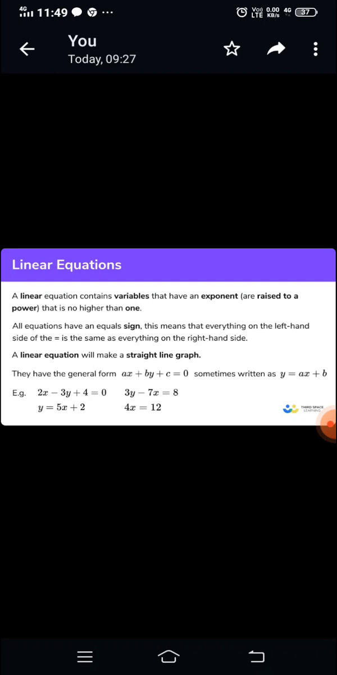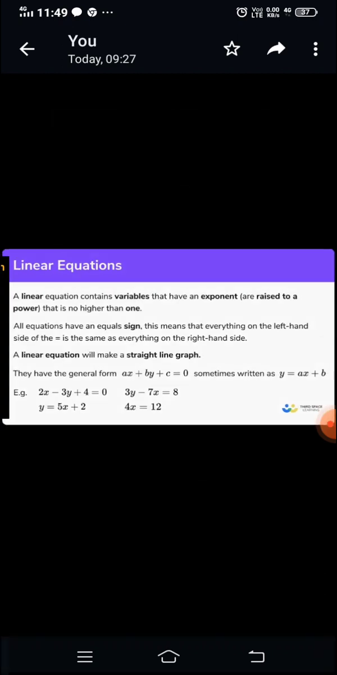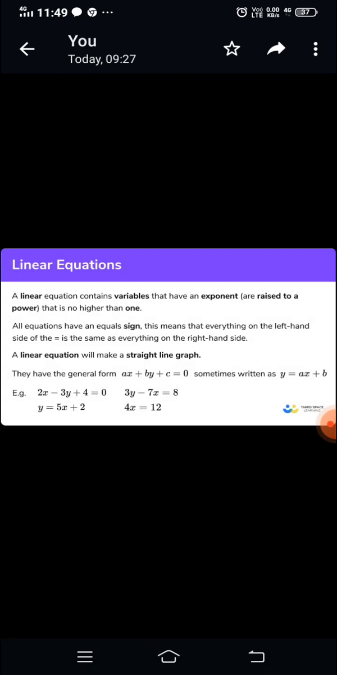All equations have an equal sign. This means that everything on the left hand side is equal to everything on the right hand side of the equation. A linear equation will always make a straight line graph. They have the general form ax plus by is equal to 0. Sometimes we can write it as y is equal to ax plus b.